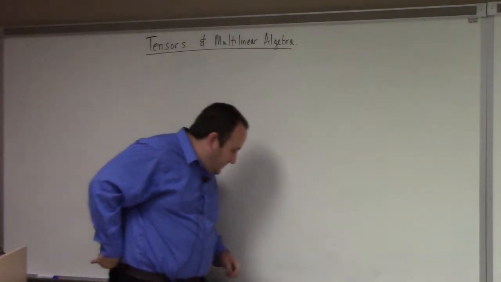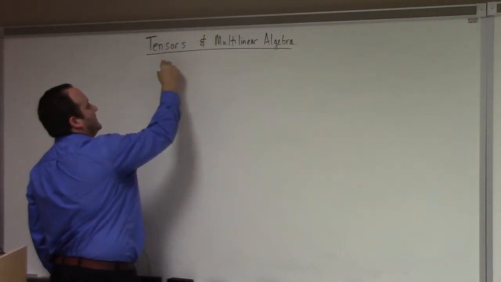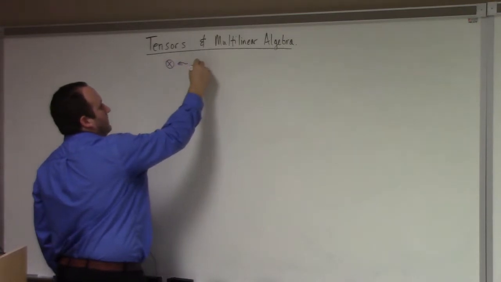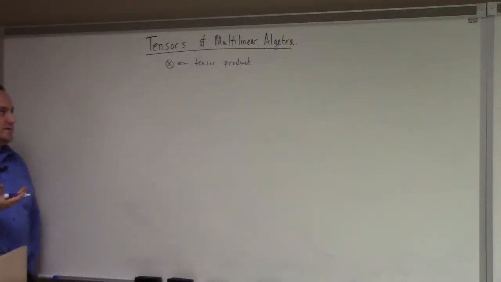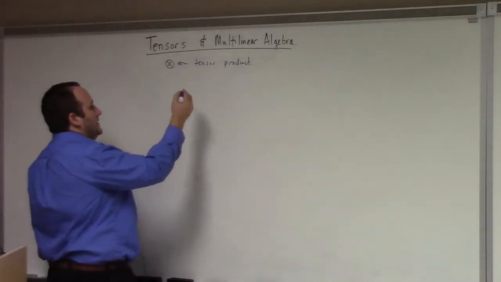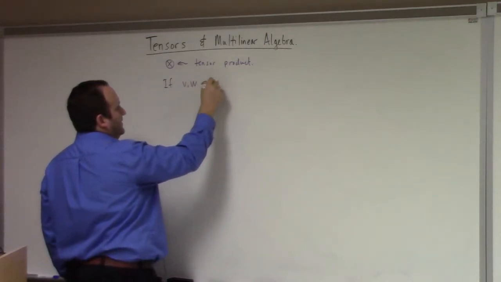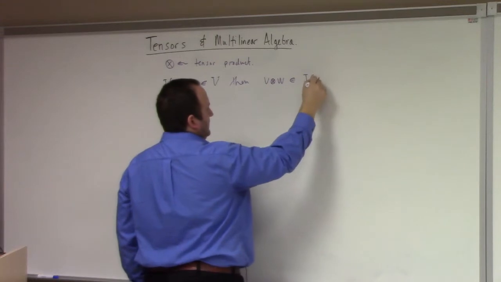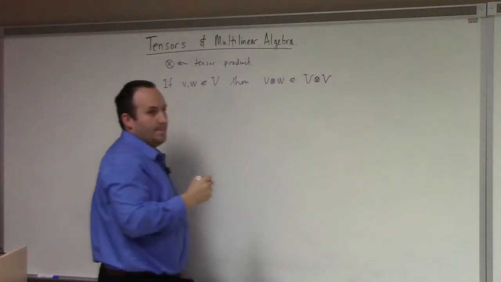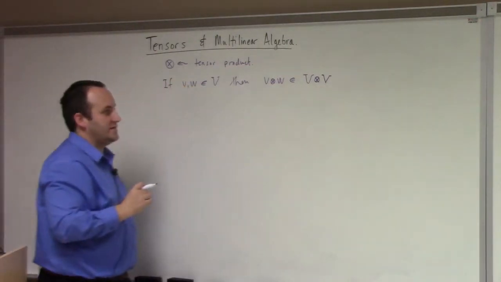So let me describe for you now the idea of taking the tensor product. What are tensor products? A tensor product is something you can do with vectors and with dual vectors to make new objects. If v and w are elements of V, then v tensor w is an element of V tensor V. So V tensor V would be the set of all such things.